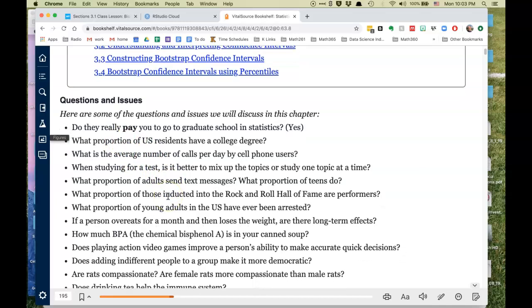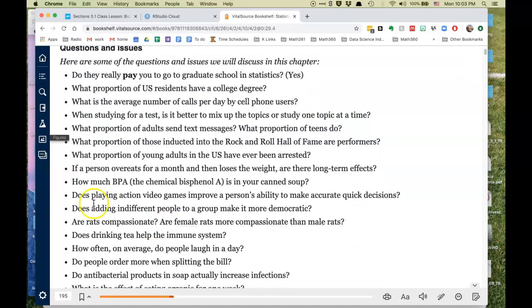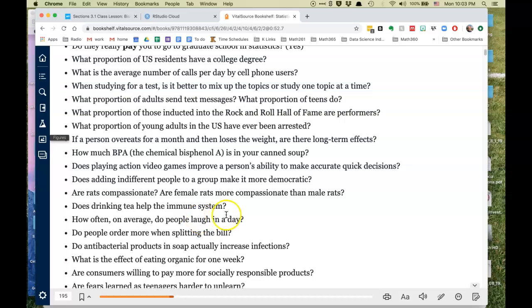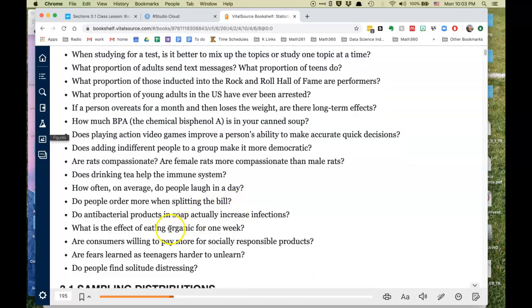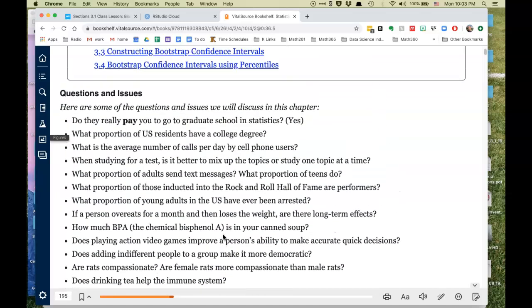If we look down here a little bit further, we see differences. There's a study of rats and whether rats are compassionate, and it asks whether female rats are more compassionate than male rats. Here's an experiment on whether drinking tea helps the immune system. So that might be a quantitative or categorical response, but we're looking at relationships in this case. How often on average do people laugh? And then, are consumers willing to pay more for socially responsible products? So sometimes we're really considering differences in proportions, sometimes differences in means, but in some way we're trying to make inference about something that we're going to consider to be a parameter.